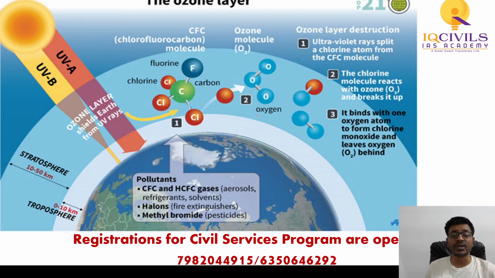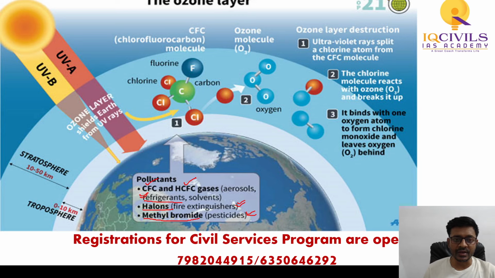Then what is leading to the destruction of this ozone layer? The refrigerators that we use, fire extinguishers that we use, and pesticides which are used in agriculture. All the cooling systems, particularly refrigerants, contain chlorofluorocarbons. Fire extinguishers contain halogens, and pesticides contain methyl bromide.